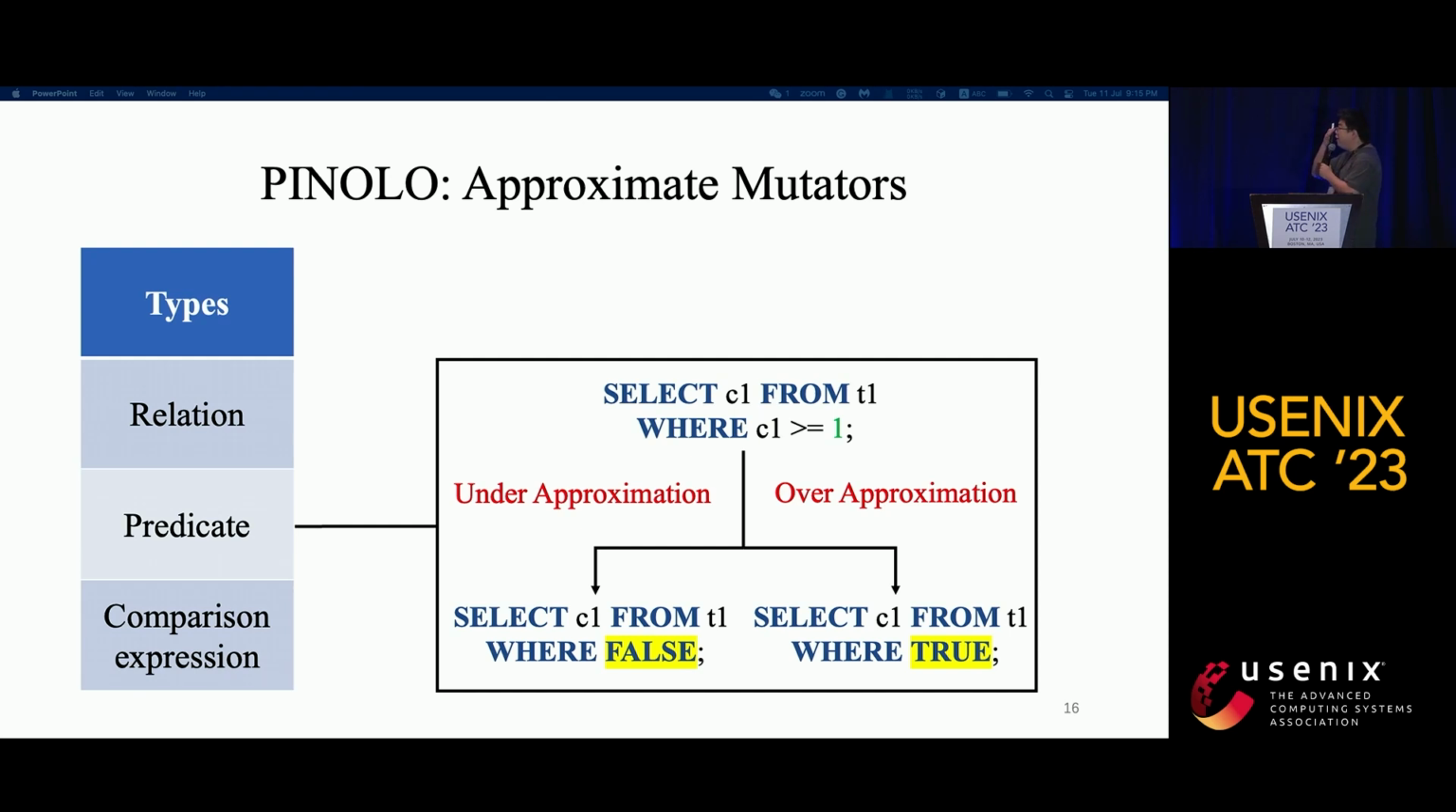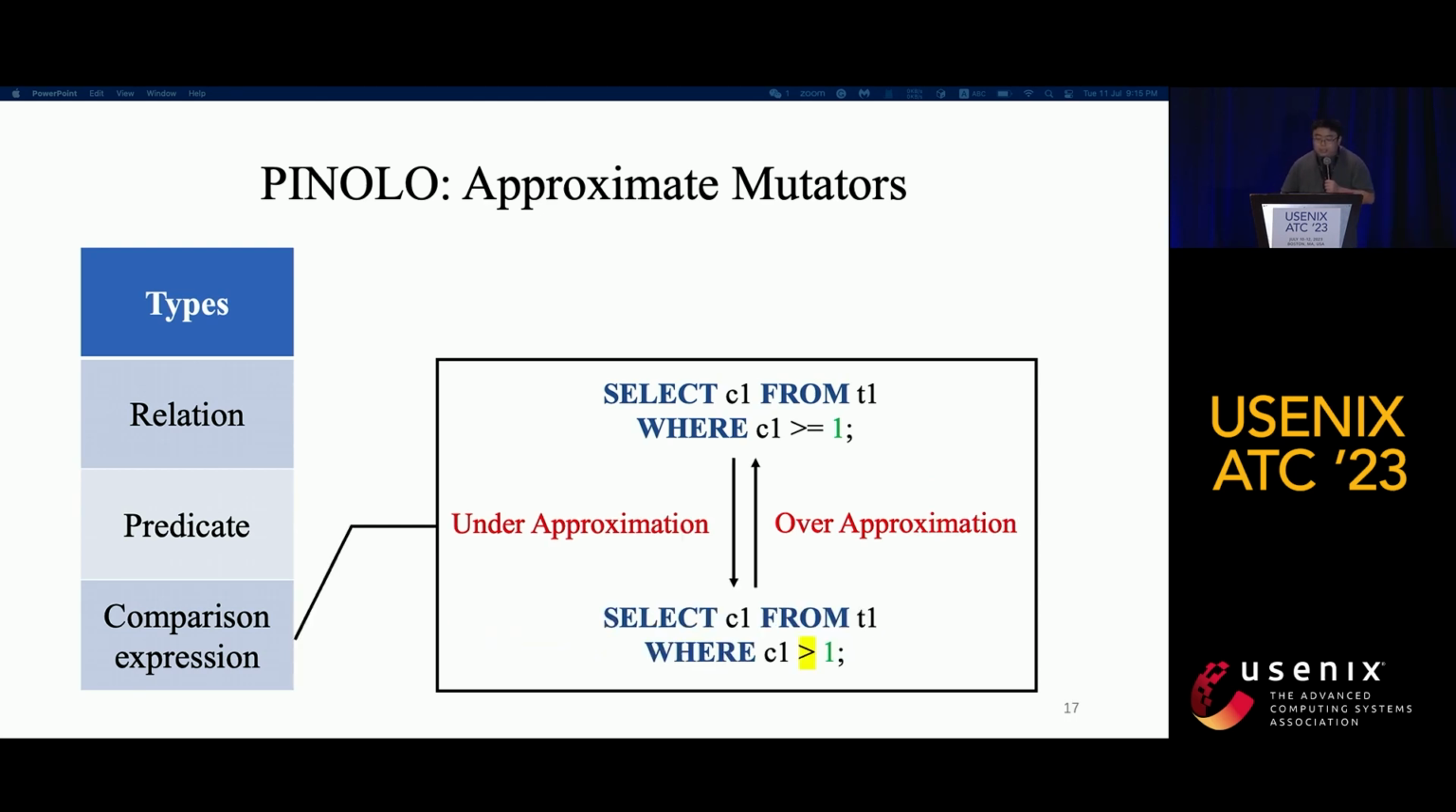And the second kind of mutator tries to transform the predicates. As you can see in the previous motivating example, we can just replace these predicates with false and true respectively, so that we can achieve the under-approximation and over-approximation respectively. And the last kind of mutator is more sophisticated, but it tries to mutate the operators in the comparison expression so that we can get stronger or weaker predicates in this way.